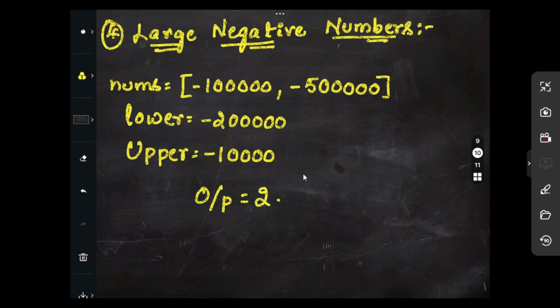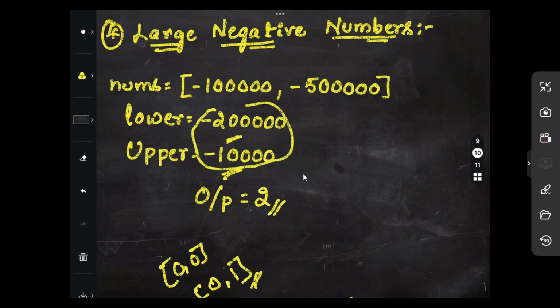So the output here will be 2 in this case. We have considered minus 1 lakh to minus 5 lakh. Lower I have considered minus 2 lakh and upper is minus 10,000 here. So the output will be 2 because only the subarrays 0, 0 and 0, 1 have sums within the range minus 2 lakh to minus 10,000. In this case only subarray 0, 0 with its particular sum and subarray 0, 1 with its particular sum will be within the range minus 2 lakh to minus 10,000, right?